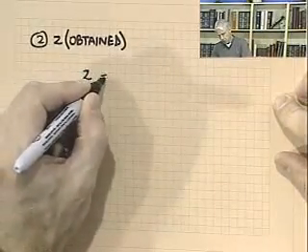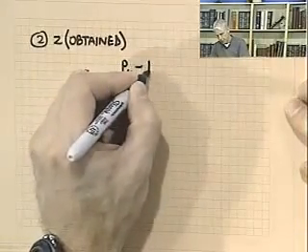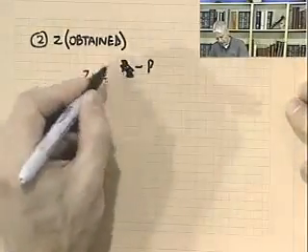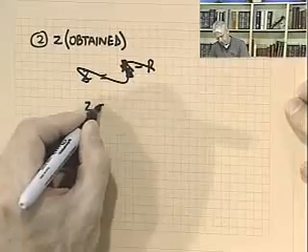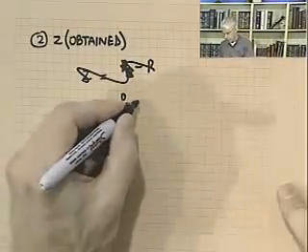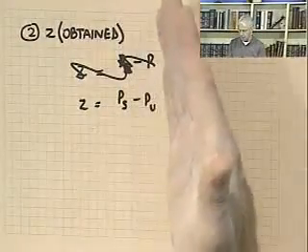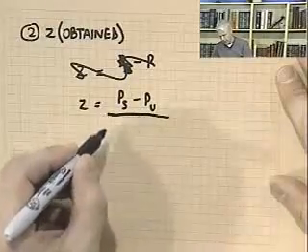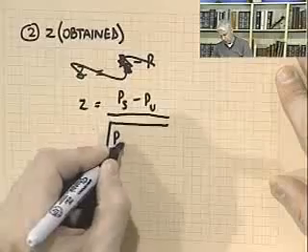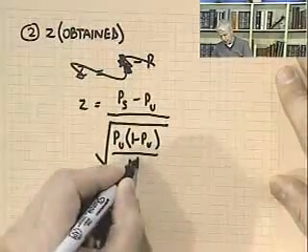Okay, Z obtained. The Z score is given by the formula P subscript S, the sample score, minus P subscript U, the population score. This is analogous to X bar minus mu. Divided by the square root of P subscript U multiplied by 1 minus P subscript U over N.